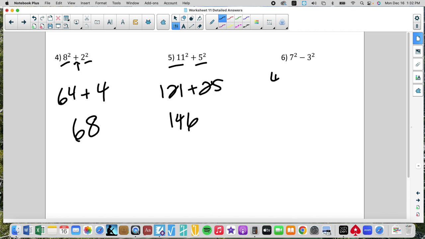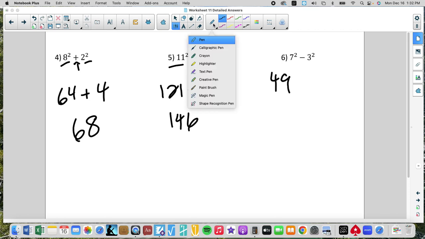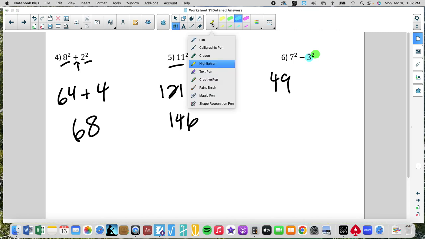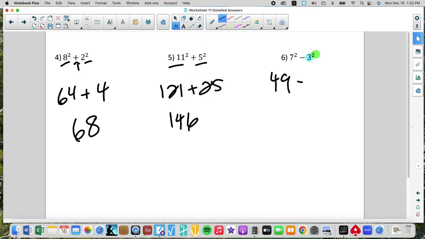7 squared, 49. Now, here's a crazy thing. What's the base of this exponent? 2 is the exponent. What's the base going to be? Is it -3 or is it 3? It is only 3. There's no parenthesis. Chewbacca is not holding the negative with the 3. So we have 7 squared minus 3 squared. 3 squared is 9, so we have 40.